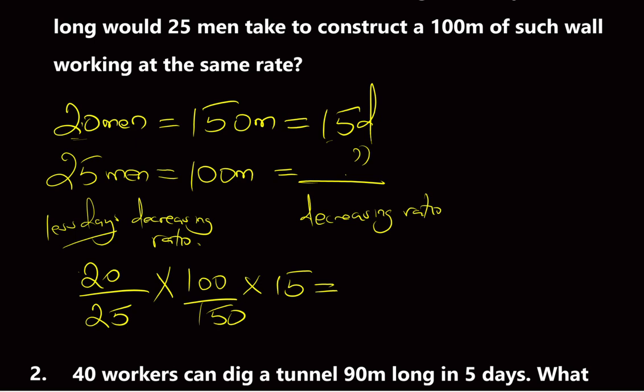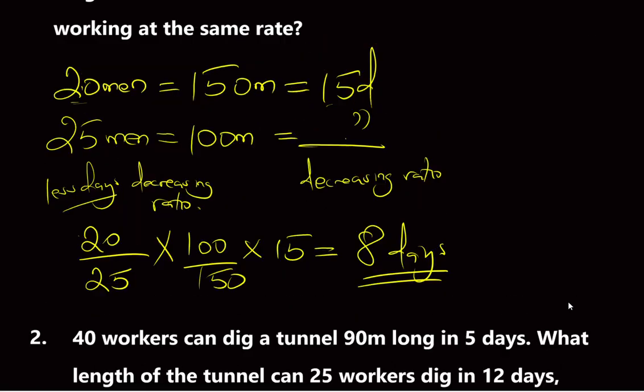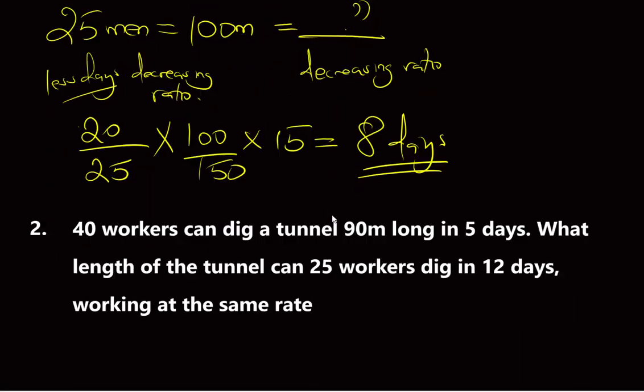So 20 over 25 times 100 over 150 times 15. I'm getting 8 days. So it will take 8 days for 25 men constructing 100 meters to finish the job. We can look at the next question having the same concept.